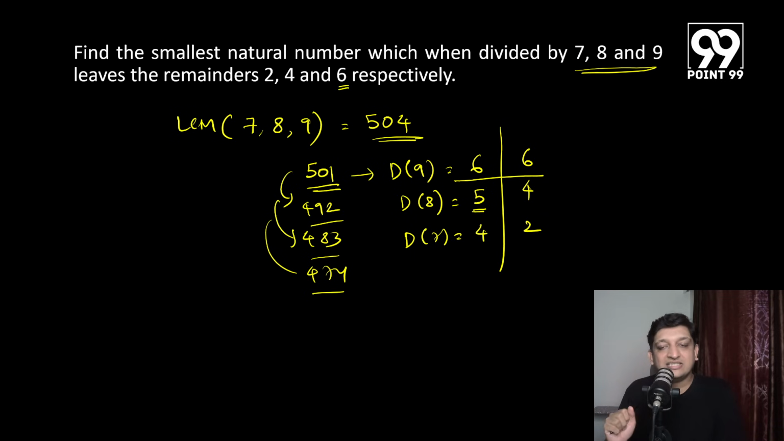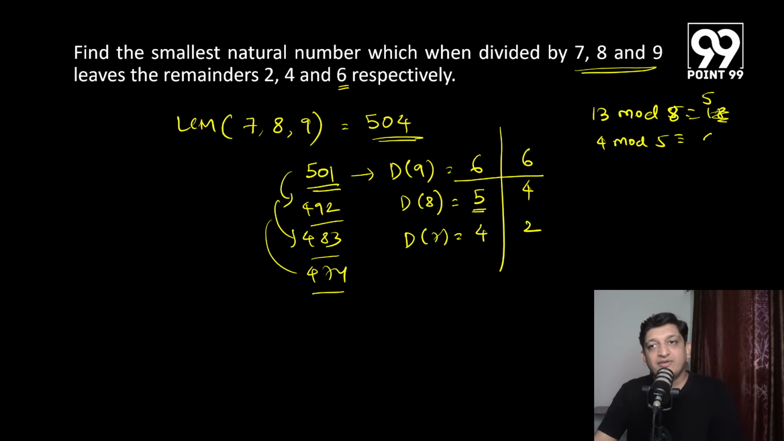Now, if you're not able to understand this, take a smaller number and see what happens. Let's say, for example, there is a number that leaves remainder 5 when divided by 8, right? So let's say 13 divided by 8 leaves remainder 5. Now go back 9 places. What will you get? You will get 4 divided by 8. Now 4 divided by 8, the remainder is 4.